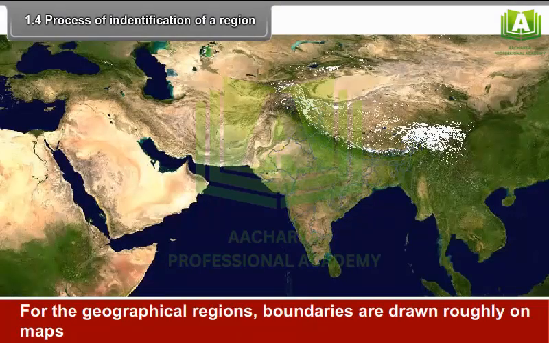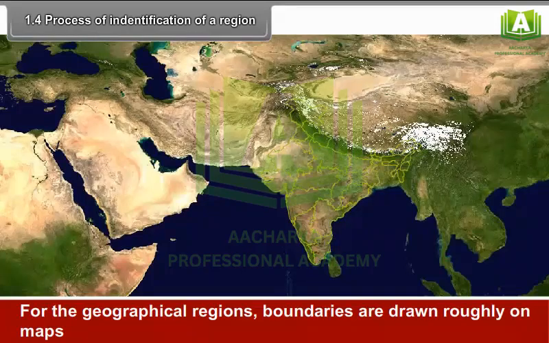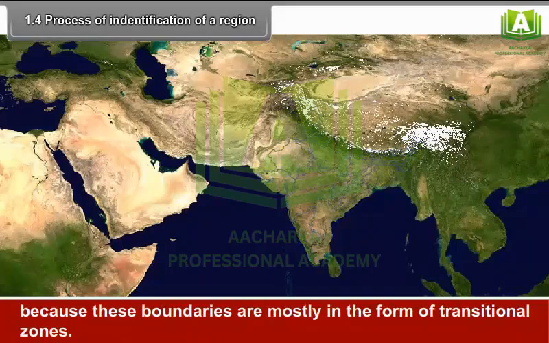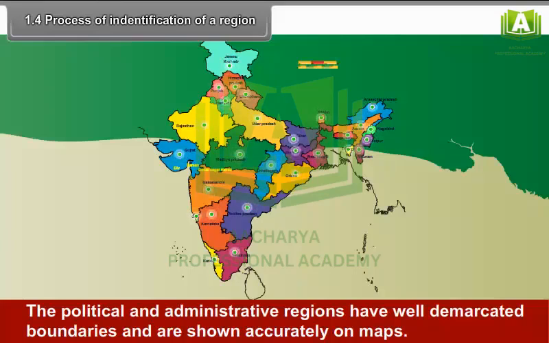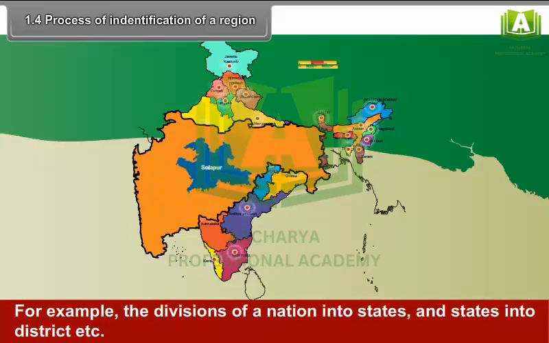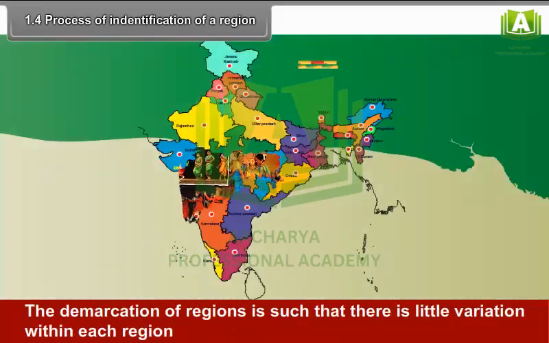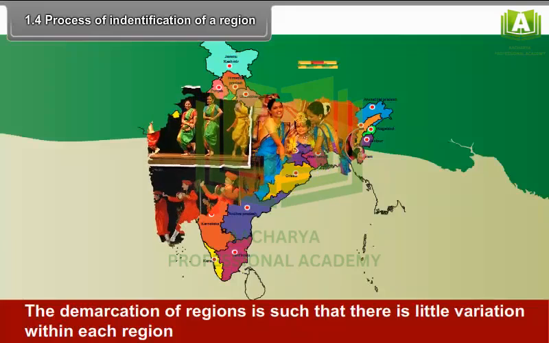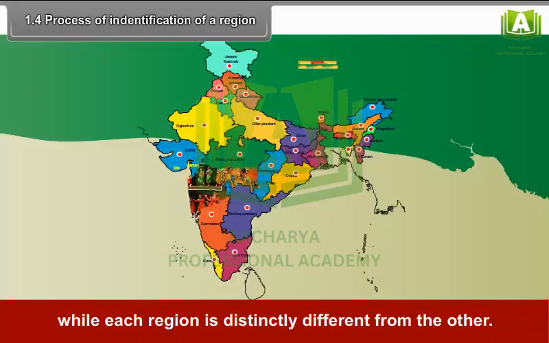For the geographical regions, boundaries are drawn roughly on maps because these boundaries are mostly in the form of transitional zones. The political and administrative regions have well demarcated boundaries and are shown accurately on maps. For example, the divisions of a nation into states, and states into districts, etc. The demarcation of regions is such that there is a little variation within each region, while each region is distinctly different from the other.